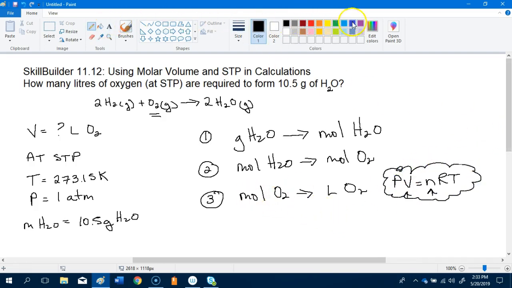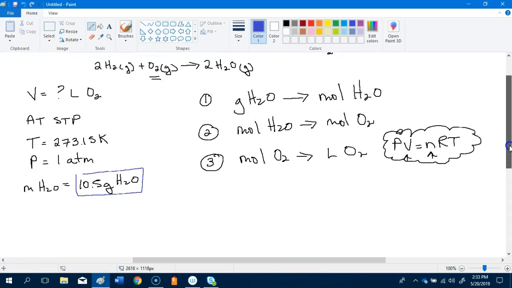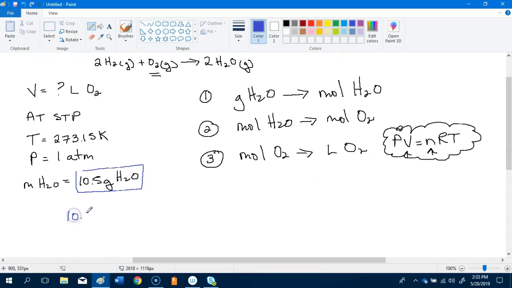So we change colors here, and let's do number 1. We're going to take our mass of H2O and convert it to moles of H2O. So I have 10.5 grams of water, and then I'm going to multiply it by my molar mass of water. So I know 1 mole of water is going to be equal to the molar mass of water. And that will give me, because those will cancel out, my moles of H2O.